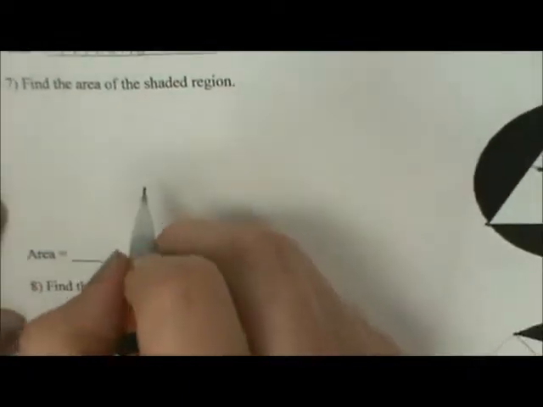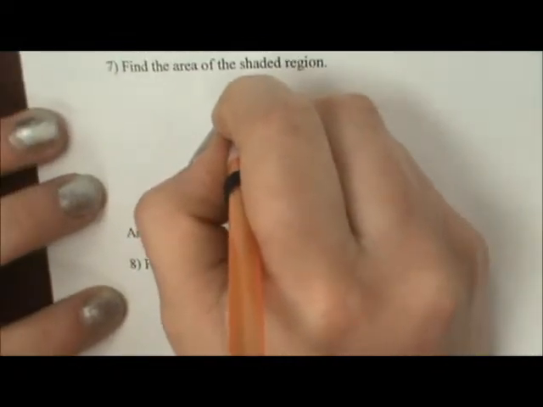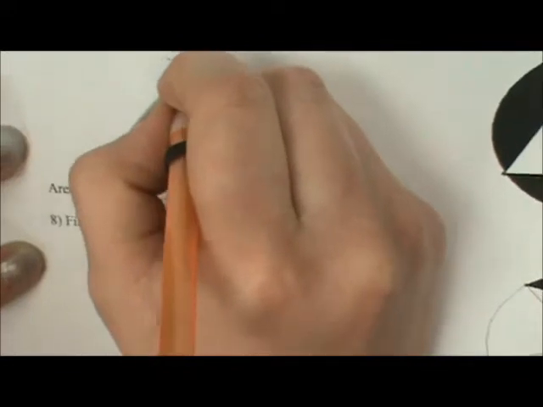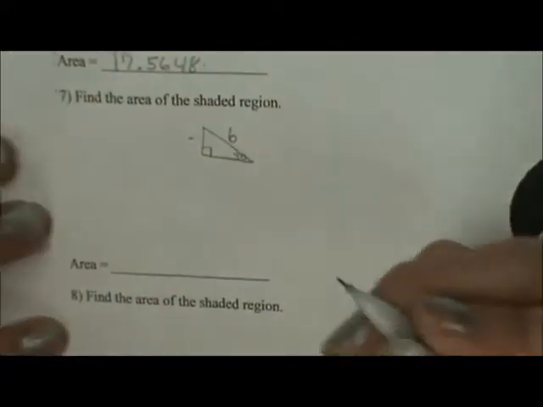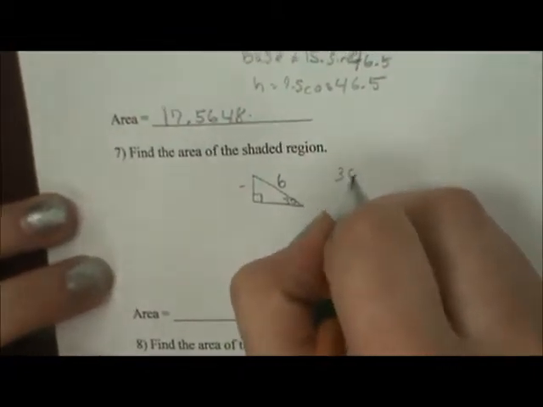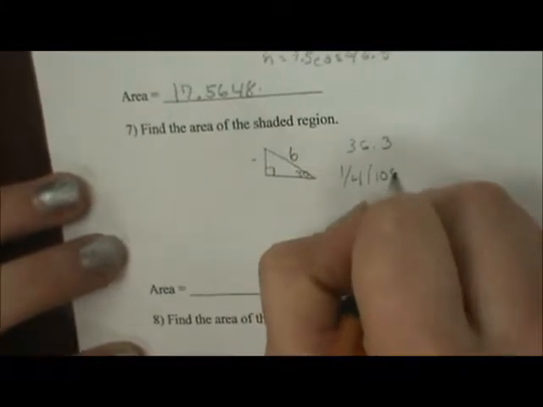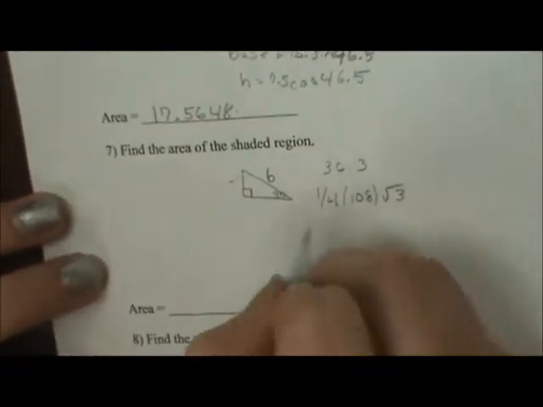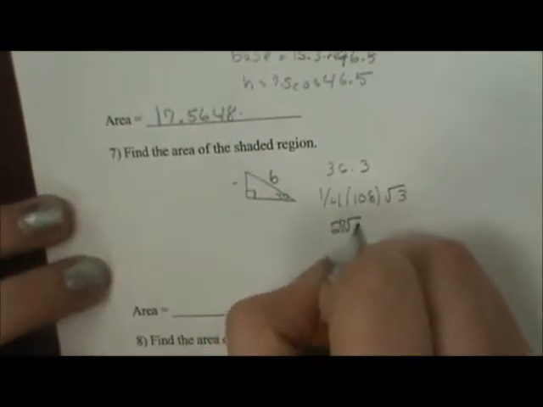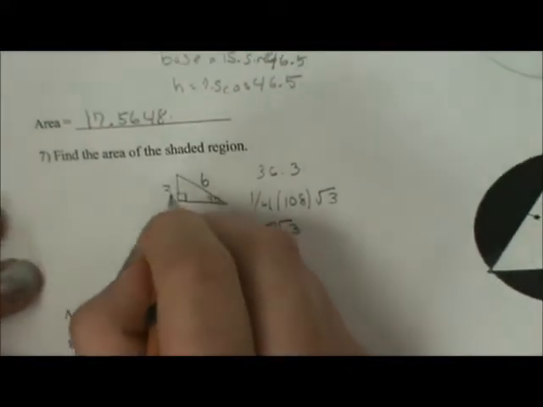which is going to be 17.5648. Number 7, first we're going to find the area of a triangle-ish. So first we're going to find the area of the big circle, my bad. So pi times 6 squared, because 6 is the radius of the circle. And then we're going to subtract 27 square roots of 3, because 1/4 times 108 is 27.